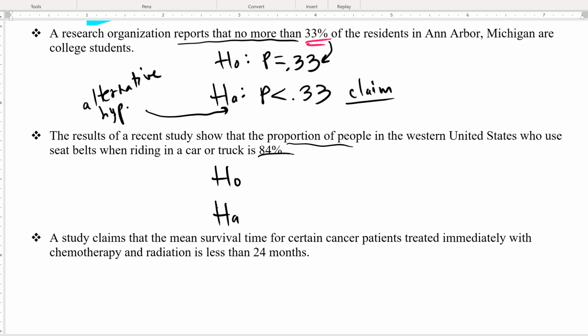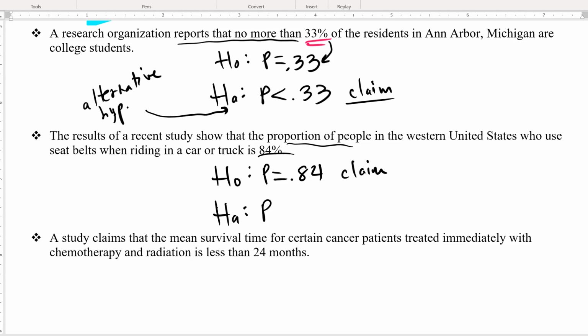So just setting up the hypotheses. We're dealing with a p. The claim number is 84%. Did they want us to prove greater than, less than? No, they made a claim that it equals. So this is the claim this time. They're saying it is 84%.